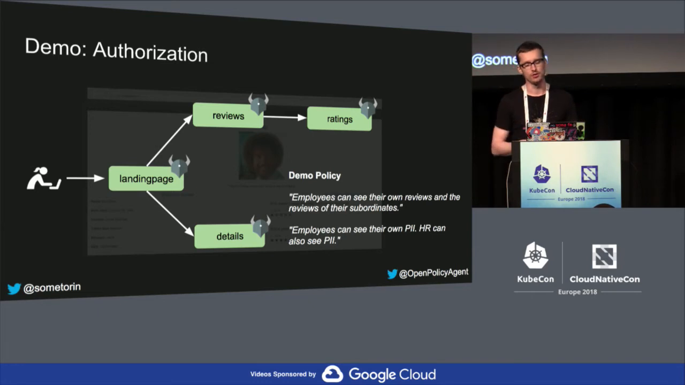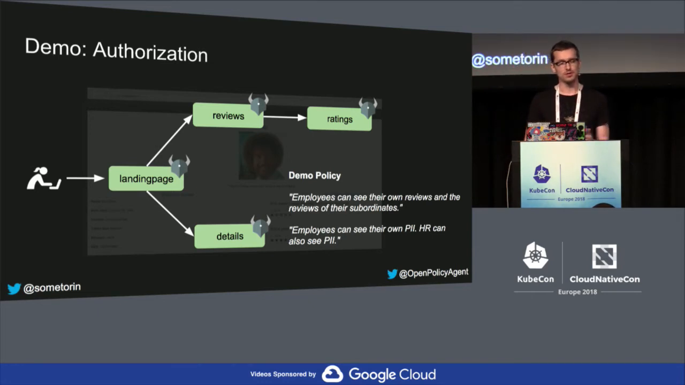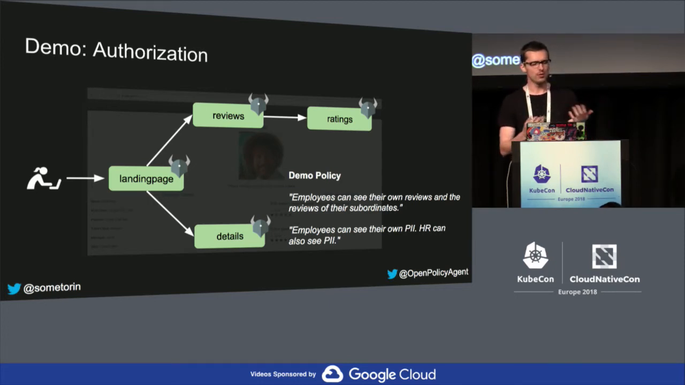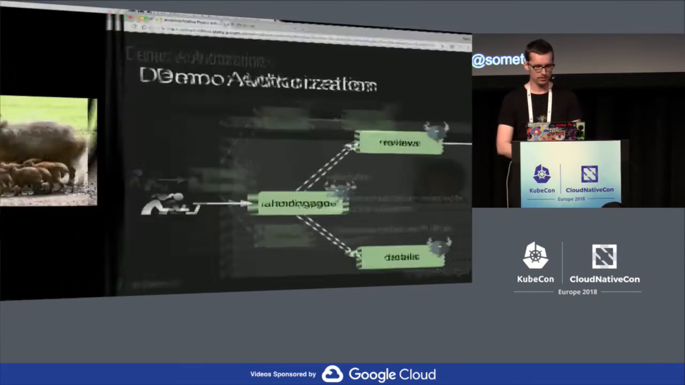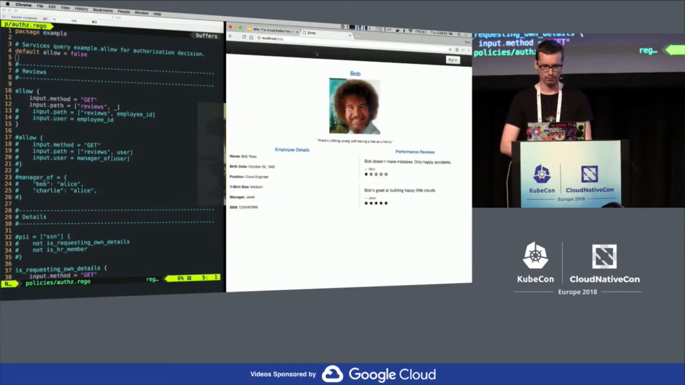So the first policy we're going to show how you can implement is one that says that basically employees can see their own reviews as well as the reviews of their subordinates or the people they manage. The second policy that we're going to show is one that says that employees can see their own PII as well as HR. So HR is special, they can see PII. Now, PII just means personally identifiable information. It's just like a standard term for things like a social security number or a national health insurance number or something like that.